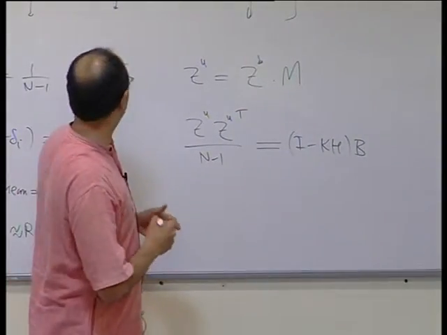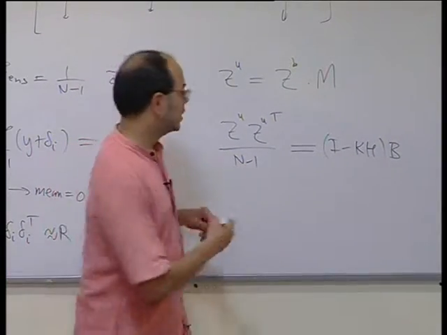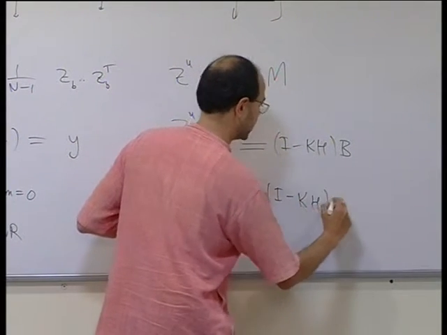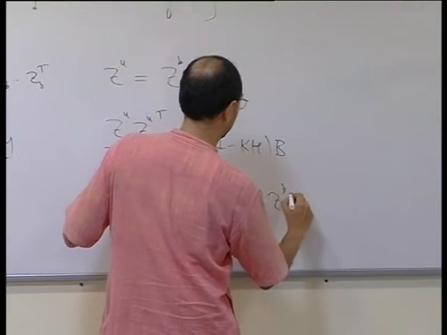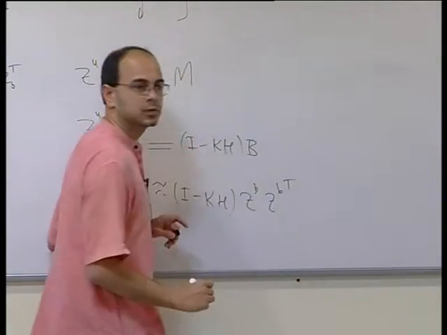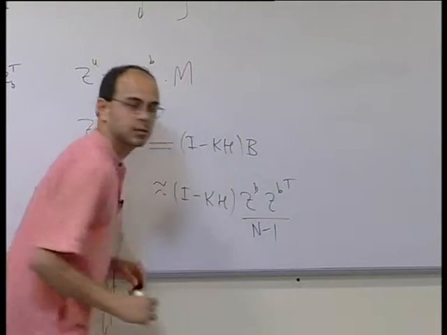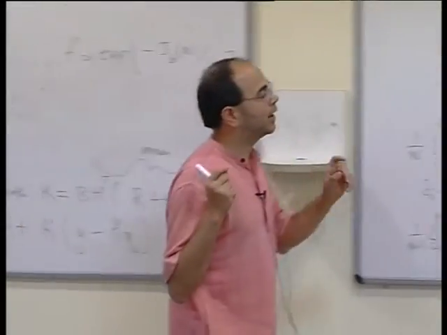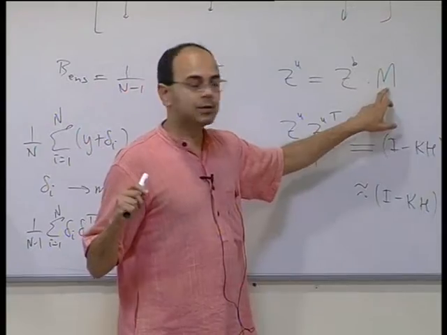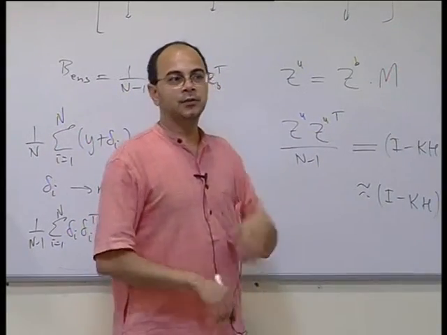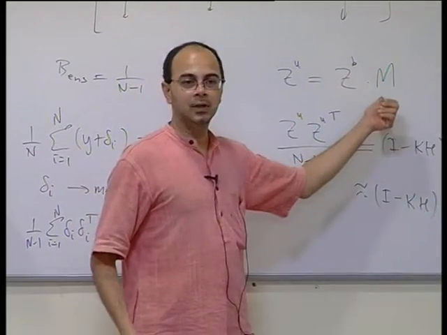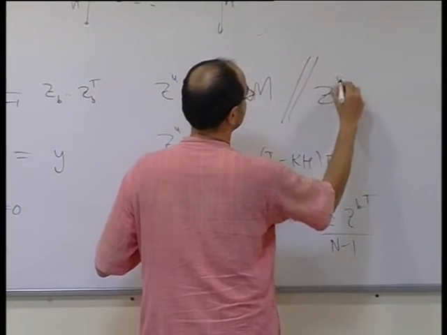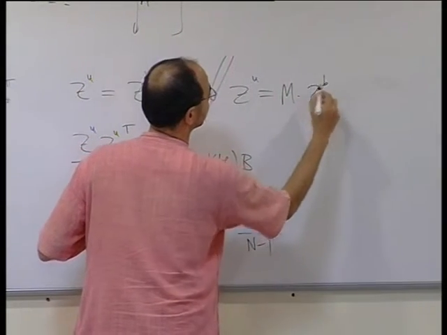And B was approximately B ensemble. So this is approximately equal to (I minus KH) times ZB ZB transpose over n minus 1, right? So that's the only requirement. Effectively, I need to find a matrix M such that this equation is satisfied. There are infinitely many choices of this matrix. In fact, this is not the only way. You may want to also think about writing it as ZU equal to M times ZB.